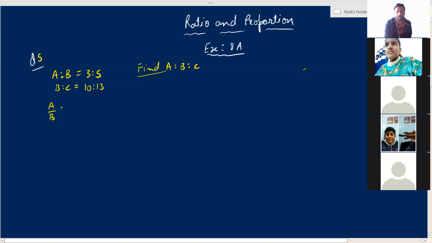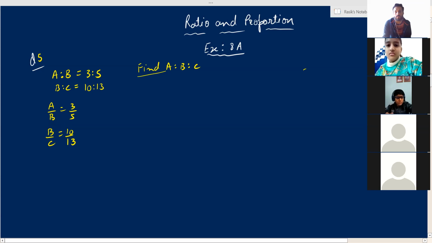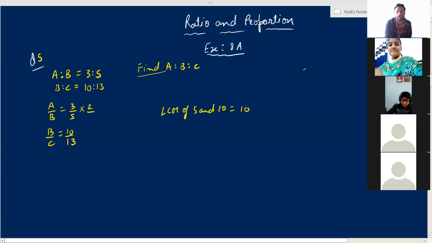So A upon B is 3:5, and B upon C is 10:13. Which term is common in both the ratios? B is common. Find the LCM of 5 and 10, the B terms. LCM of 5 and 10 is 10. So multiply the first term by 2:2, you get 6:10. Any doubt, anyone? No, sir. In the second one, the numerator is already 10, so we don't have to do anything with the second one now.